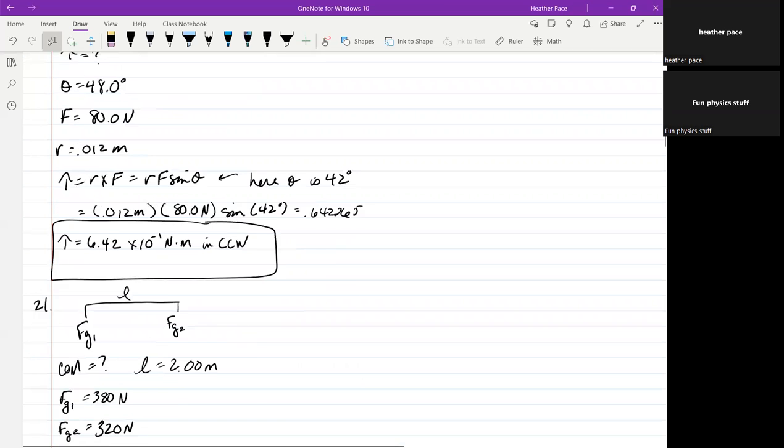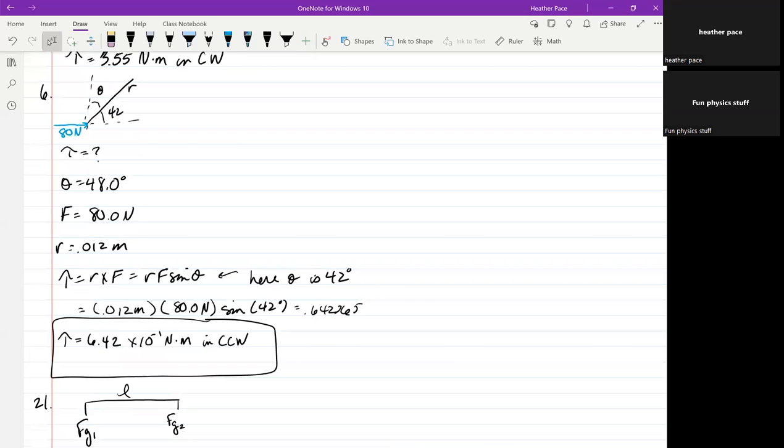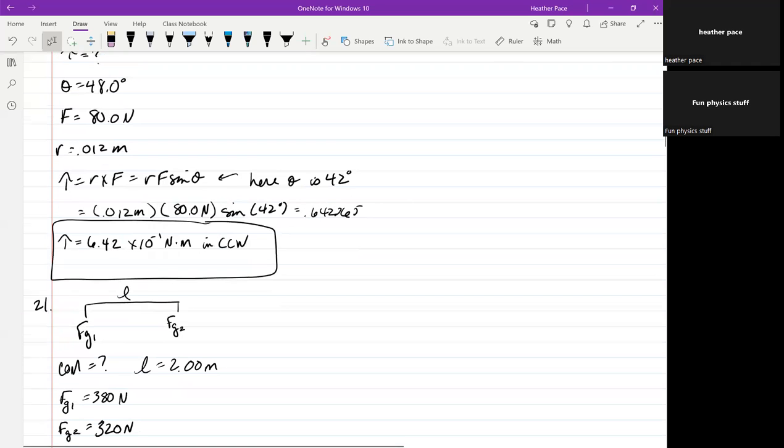So our angle is 90 minus 48, so our angle is 42 degrees. So we plug in our values, we end up with 0.642265. So tau equals 6.42 times 10 to the negative Newton meters in the counterclockwise direction.